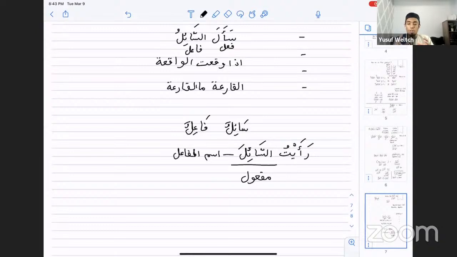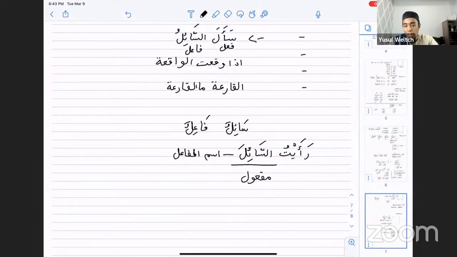Right, so the word "the questioner," that's an active participle type noun. It's a derivative noun, whether it's in this sentence or outside of the sentence. But in the context of the sentence, as-sa'il plays the role of the object. Right? I saw the questioner. So the questioner is the object.